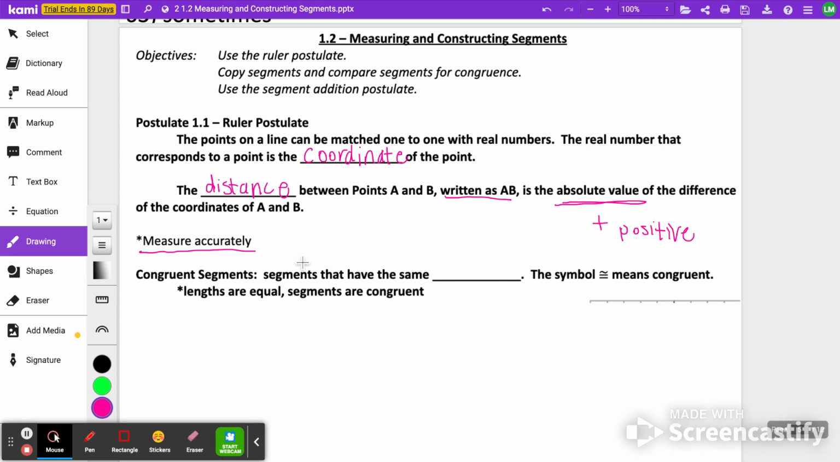The last little thing we want to look at before we try any examples is congruent segments. Congruent segments that have the same length can be written by using this symbol. It's like an equal sign with a little squiggly, and that just means congruent. The lengths are equal, and also the segments are congruent. So when they're equal, you can say AB equals CD. But if the segments are congruent, we want to say segment AB is congruent to segment CD.